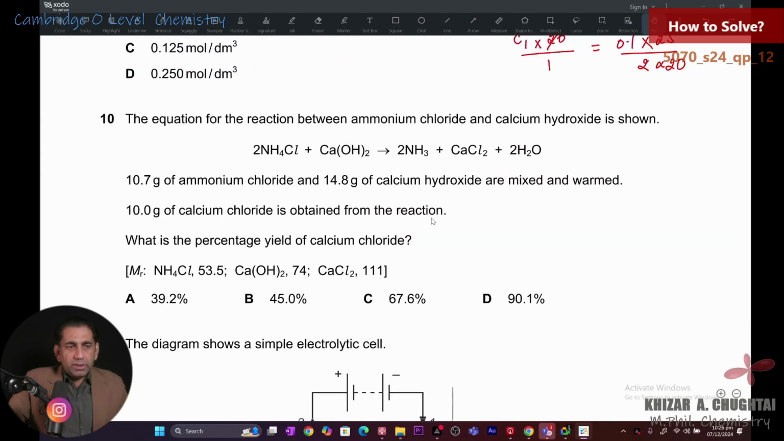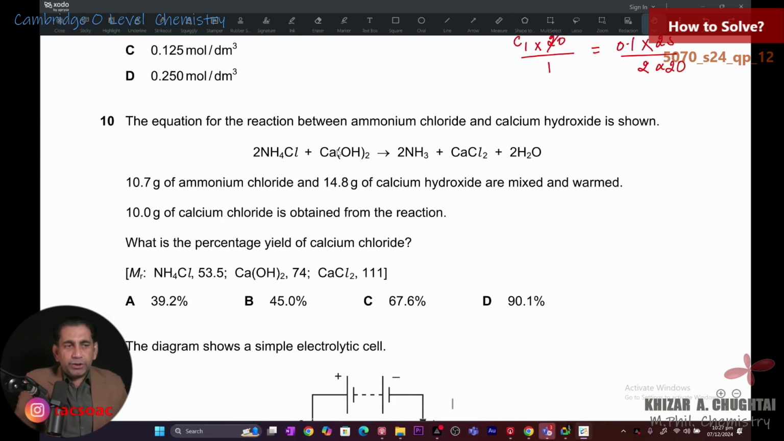Now come to the next question, question number 10. The equation for the reaction between ammonium chloride and calcium hydroxide is shown. 2 moles of ammonium chloride react with 1 mole of calcium hydroxide to make 2 moles of NH3, 1 mole of CaCl2 and 2 moles of H2O.